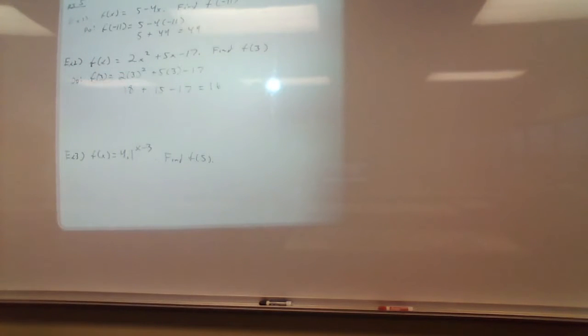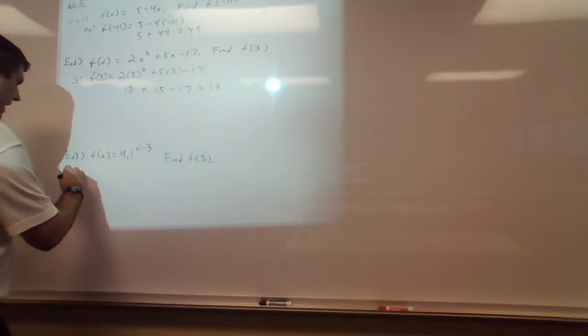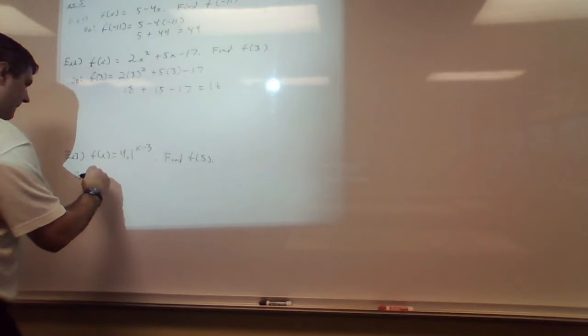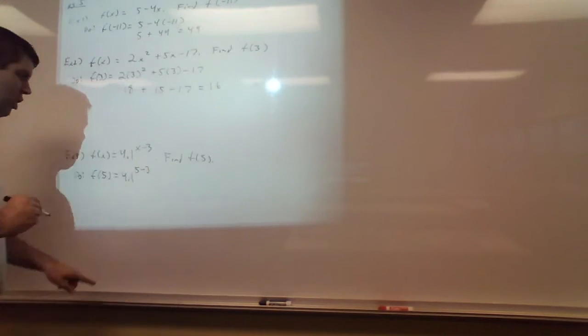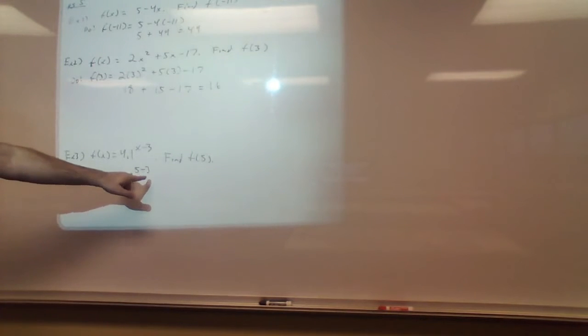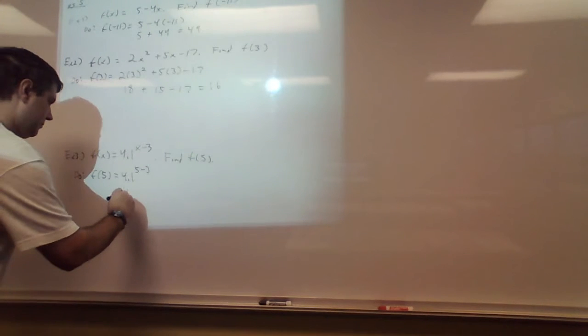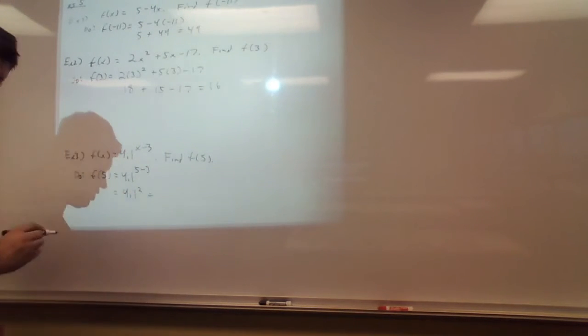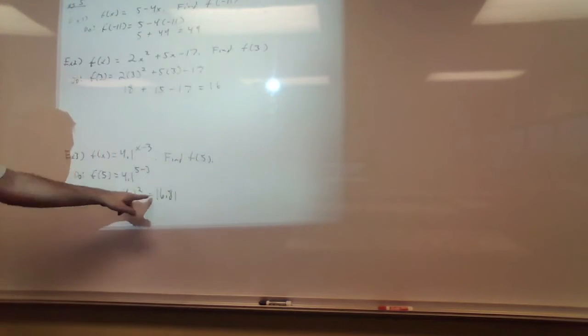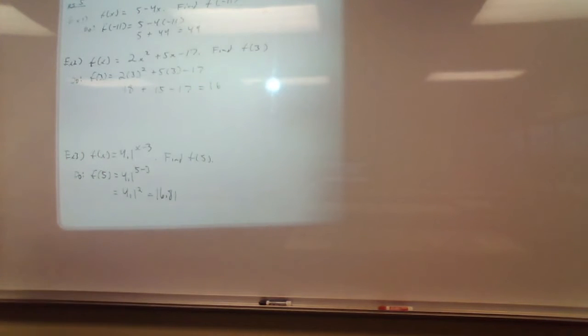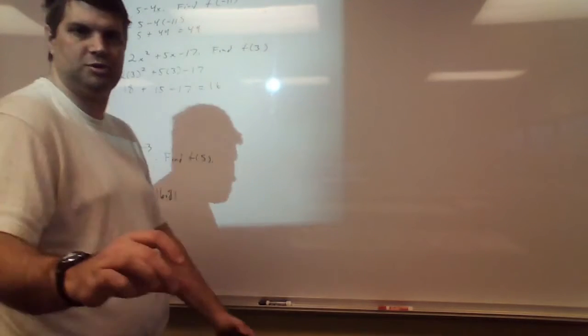All right. Here I have f of x is 4.1 to the x minus third. f of 5 would be 4.1 to the 5 minus third. You will want to simplify the exponent first, and that would give you 16.81, because 4.1 squared is 16.81. Okay? I'm going to clear the board off, and I'm going to put up the next two examples.